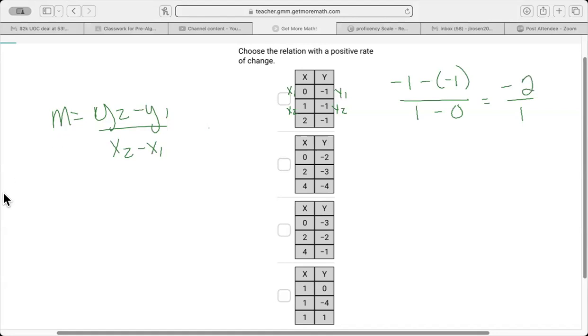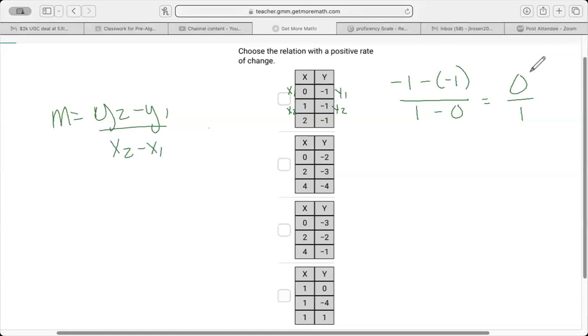I think. Let me put it in the calculator. I don't want to be wrong. -1 plus 1, technically, which would be 0, I believe. But my brain's not working, so we're going to make sure we're right. -1 minus -1, yeah, is 0. Okay, so 0 divided by 1.